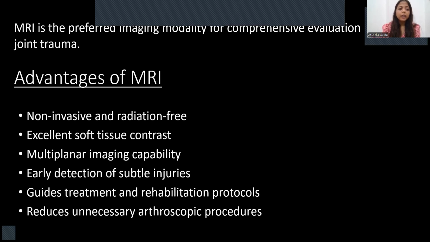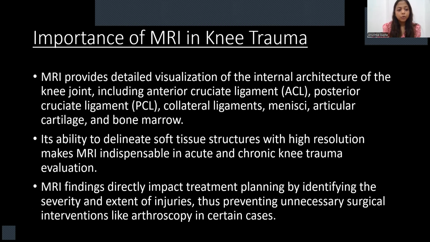Conclusion was that advantages of MRI are that it is non-invasive, excellent soft tissue contrast, multiplanar imaging capability, and early detection, etc. And it is a modality for comprehensive evaluation of knee joint trauma. So MRI provides detailed visualization of ACL, PCL, and other ligaments and delineates the soft tissue structures with high resolution and directly impacts the treatment planning by identifying severities and extent.